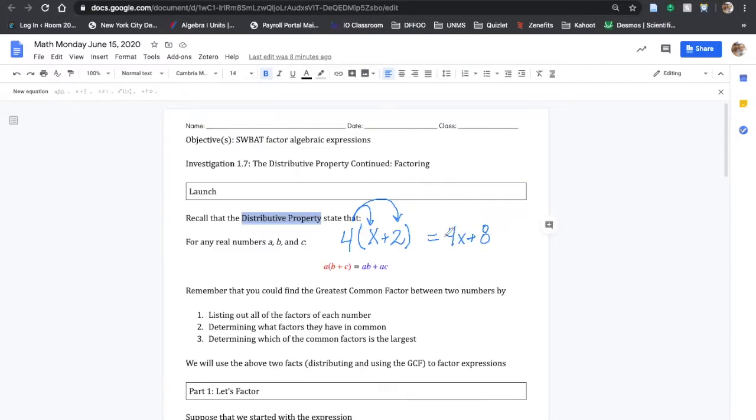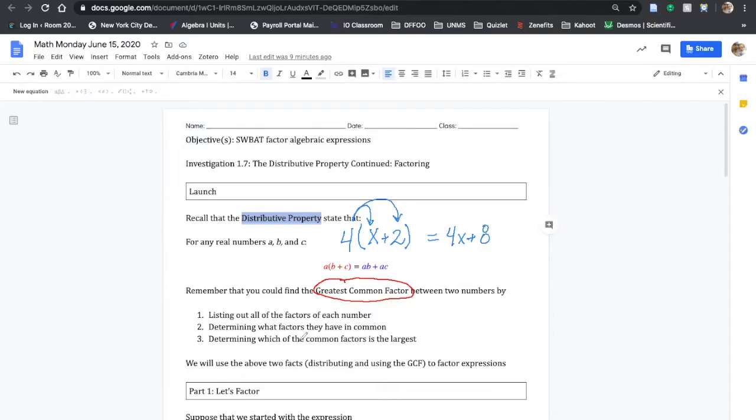Now, last week, towards the end of the week, we also started reviewing the greatest common factor, right? And that's something that's going to come in useful today. So just remember the steps to finding the greatest common factor between two numbers is first to list out all the factors, figure out what factors they have in common, and then figure out what is the greatest of those between the two numbers, right?